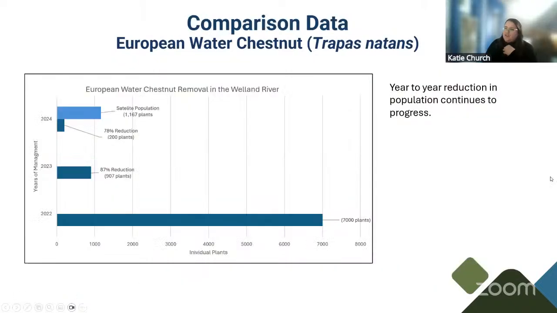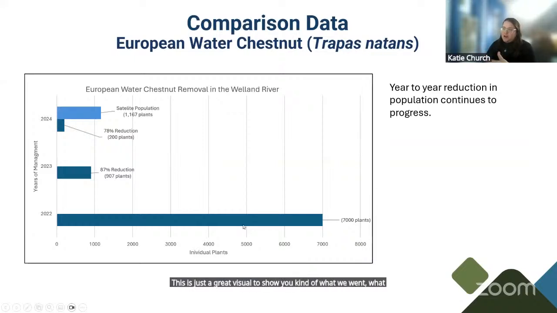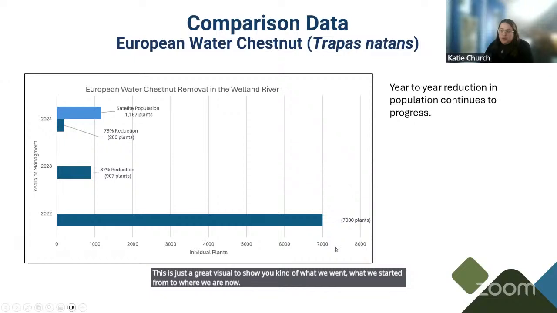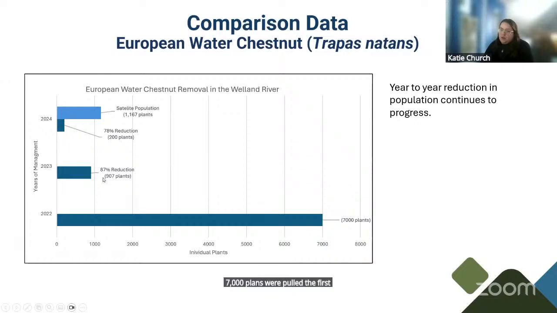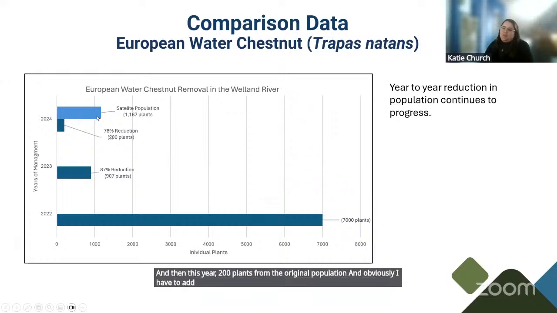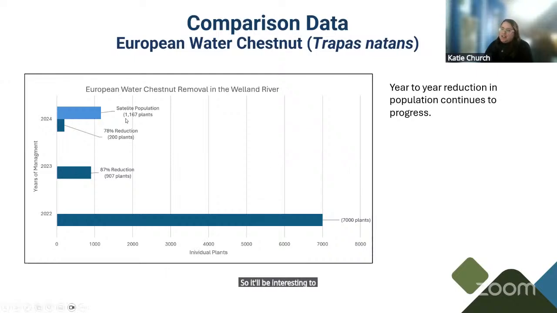This is just a great visual to show you what we started from to where we are now. 7,000 plants were pulled the first year. We have an over 80% reduction with 900 plants. And then this year, 200 plants from the original population. And obviously I have to add the satellite population because that's important data to keep as well. So it'll be interesting to see what this satellite population looks like as we will get to it early next year.